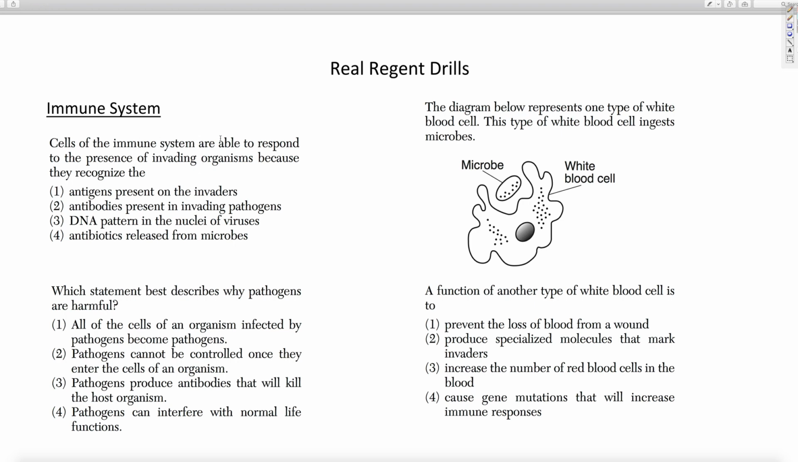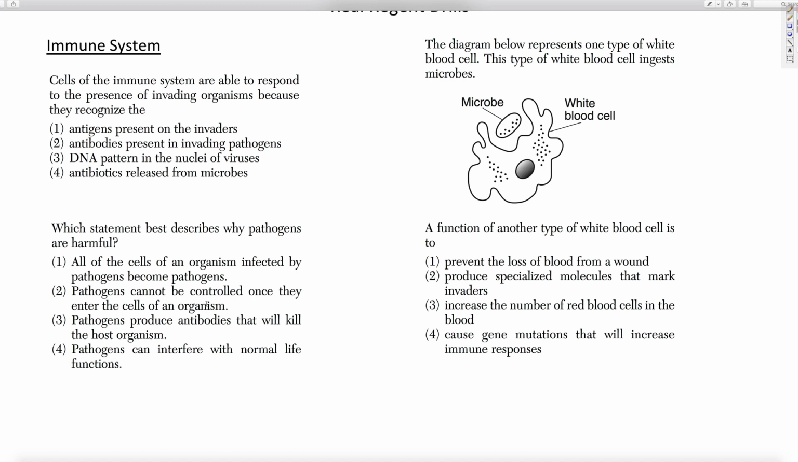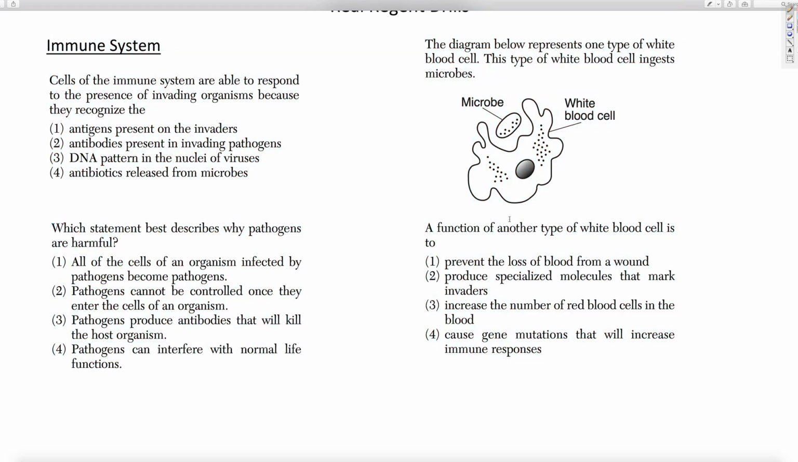So that's pretty much what we need. So let's look at this. Cells of the immune system are able to respond to the presence of invading organisms because they recognize the antigens. That's the bad guy. Which statement best describes why pathogens are harmful? Pathogens cannot be controlled. Pathogens produce antibodies. No, pathogens interfere. They just interfere with normal life function. The function of the white blood cell is to prevent loss of blood from a wound, produce specialized molecules that mark invaders. I guess that's the answer.